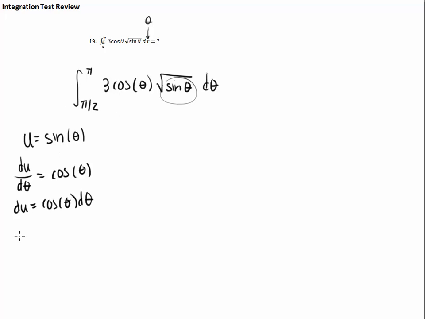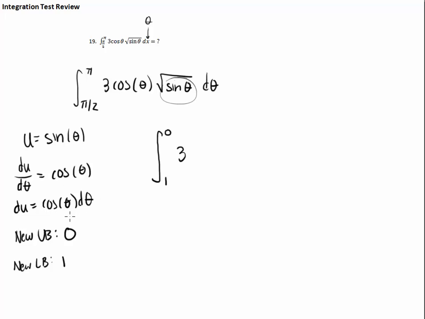It's a definite integral, so I need new bounds. My new upper bound, plug pi into here. Sine of pi, hey, that's 0. Gotta love that. New lower bound, sine at pi halves is 1. So I have the integral from 0 to 1. It's totally fine that the higher number is on top. That's not a problem. So this is going to be 3.